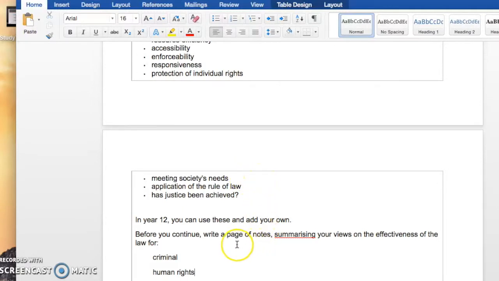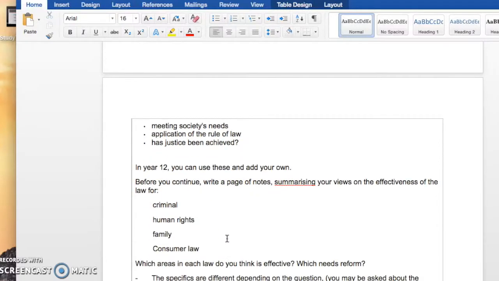Okay, so before you continue, write a page of notes summarizing your views on the effectiveness of law for criminal, human rights, family, consumer law. These two electives are the ones that my school does, but obviously if you do shelter, if you do New World Order, whatever, you can also do them, but criminal and human rights are the core, so they must be done by everyone.